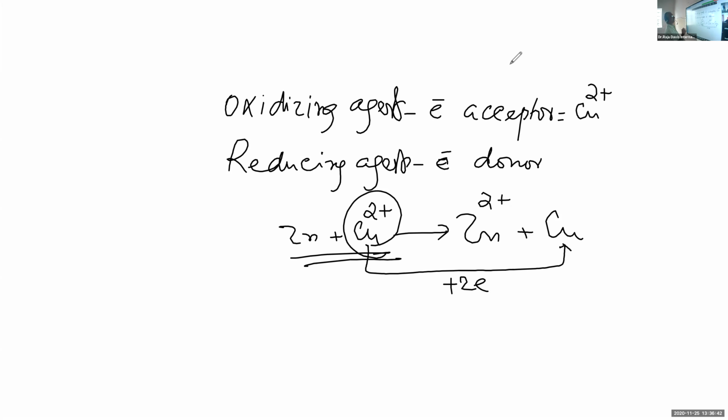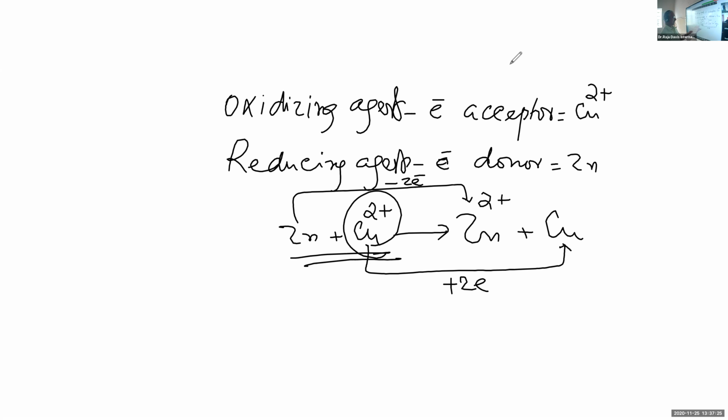Now you come to zinc. Zinc is converted to Zn2+, and during that process, 2 electrons are lost. So zinc is the electron donor. Therefore, Zn is the reducing agent. Remember, you always consider the reactants. Which one is accepting electrons? That is the oxidizing agent. Which one is donating electrons? It is the reducing agent. So Cu2+ is the oxidizing agent and Zn is the reducing agent. So the choice is B.